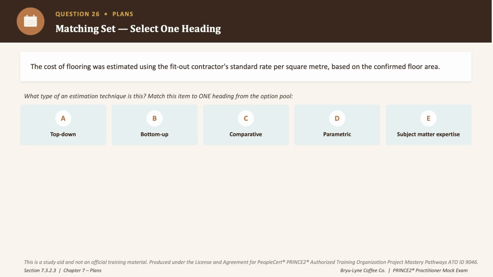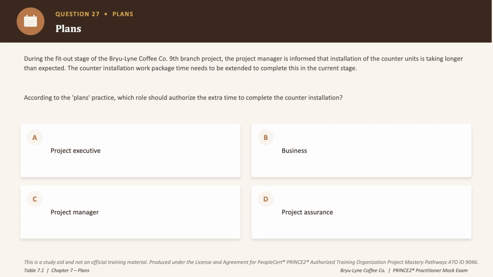Okay. It's definitely not comparative because that would lean on similar past or openly available market rate information rather than a fixed rate formula. It's not data analytics either, and there is no descriptive or predictive analysis here, just a straightforward rate multiplied by area calculation. Okay, it is not bottom-up or subject matter expertise either, because neither involves applying a standard measured rate to a known quantity in the way that has been asked in the question. So the correct heading is option D, parametric estimating. Right, moving on to question number 27.